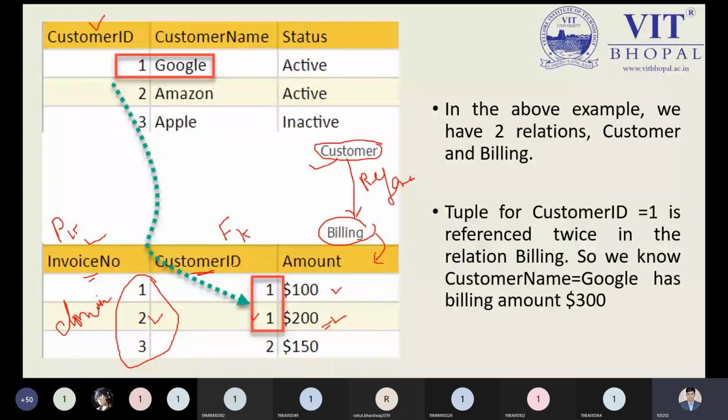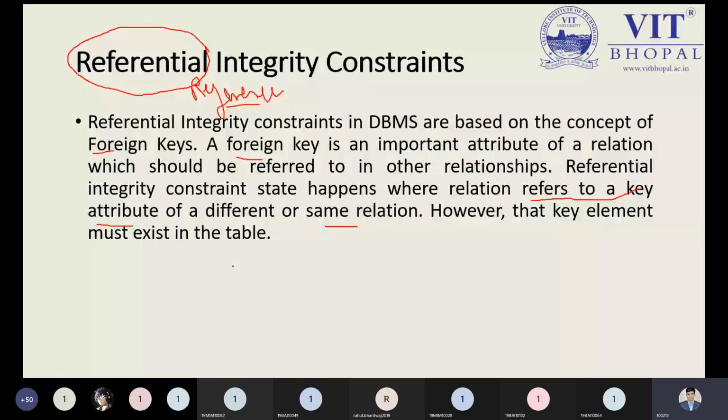So how many types of keys do we have in practical terms? Super key, candidate key, primary key and foreign key. But truly speaking, if you want to really implement keys, then you will have only two keys, the foreign key and the primary key, and nothing special. So in real life we have only two keys, the primary key and foreign key, and with these keys we will implement the database.